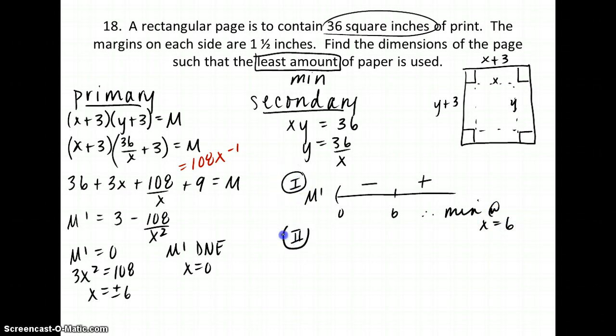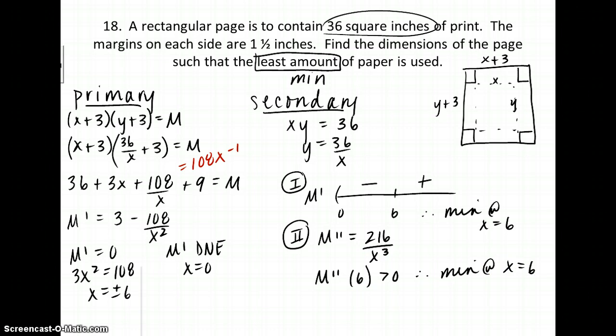The second derivative test, m double prime, would be 216 over x cubed, again using the power rule, rewriting 108 over x squared as 108 x to the negative 2. The second derivative at 6 is going to be positive, therefore minimum occurs at x is equal to 6. You just have to choose one or the other. You just have to verify that it's the max or min somehow.